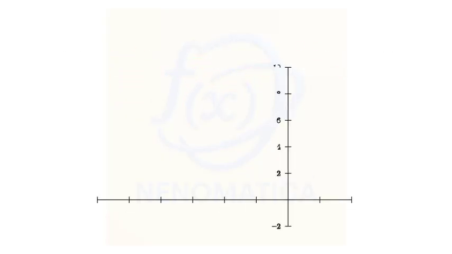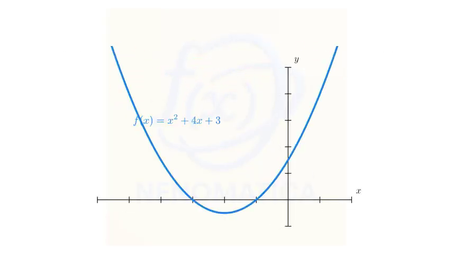Let us draw a quick graph to build intuition. Here is a coordinate plane, and the parabola for f of x equals x squared plus 4x plus 3. We expect two intercepts because this quadratic factors nicely. We will confirm them algebraically next.